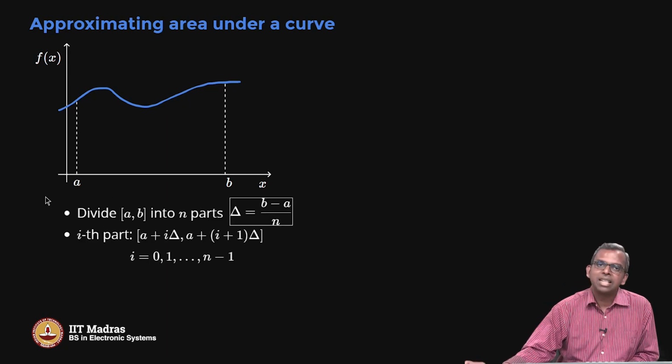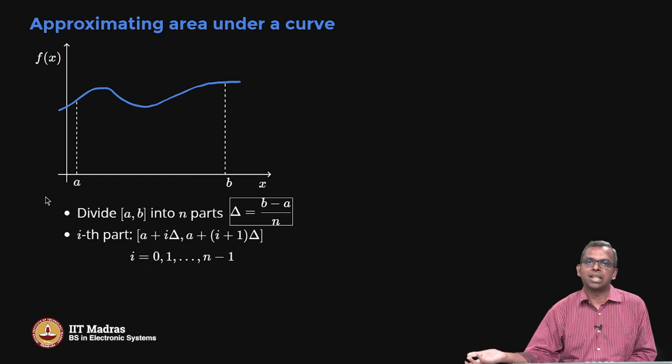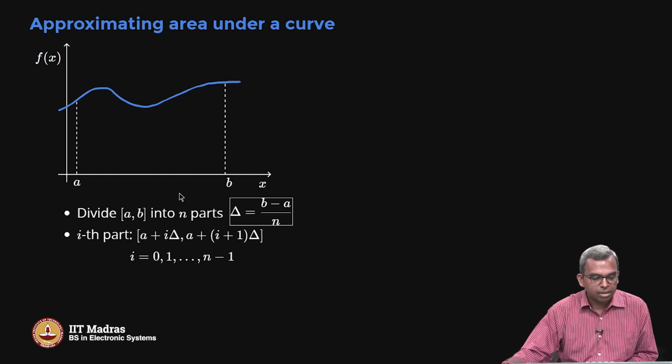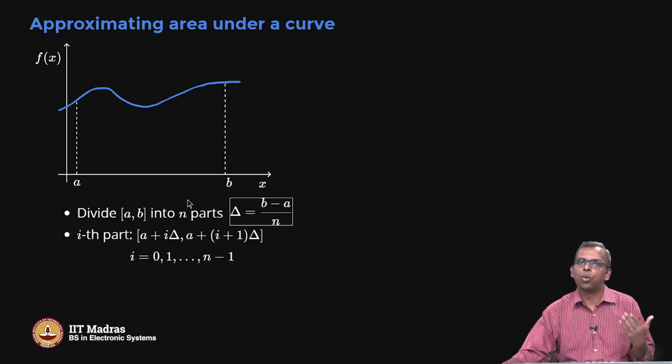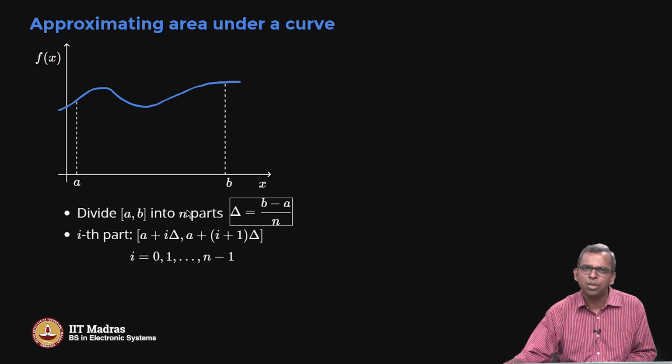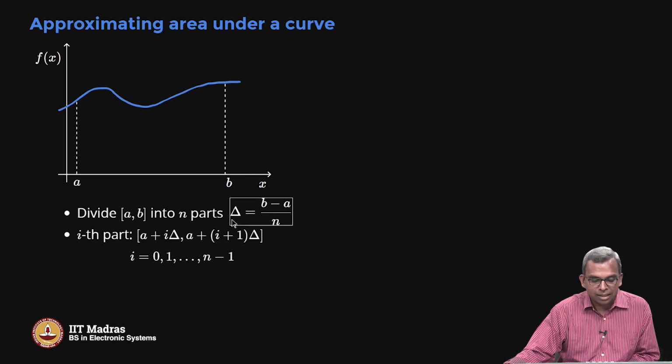Our idea will be very similar to what we did for the speed versus time. I'm going to take this interval a comma b and divide it into n parts. This n will be some integer, 2, 4, 8, 16, 100, 200, 300, whatever number you want to take, and usually we think of it as a large number.